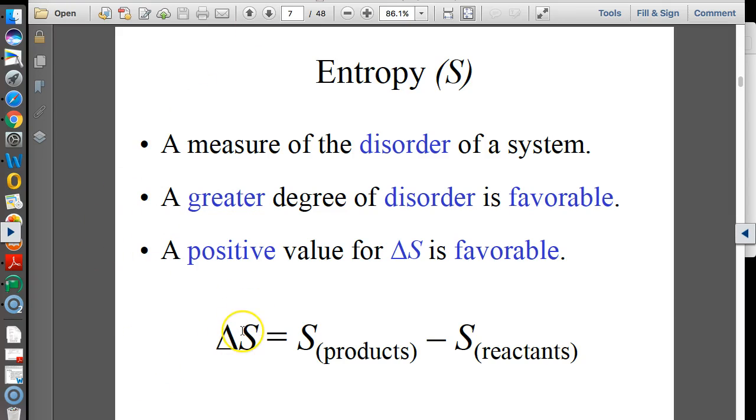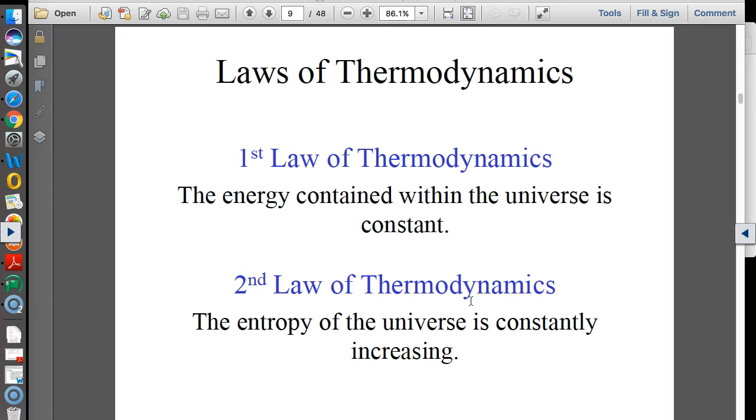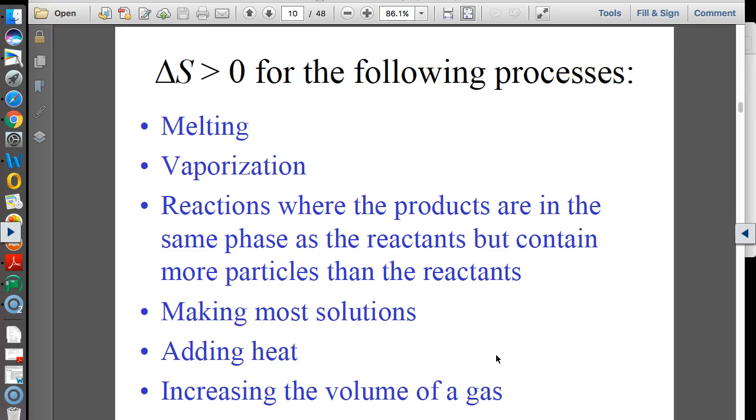You can calculate the change in entropy just by products minus reactants, so final minus initial, just like delta always is. Don't say stuff like this on the AP exam. So the first law of thermodynamics: energy in the universe is constant, can change from form to form, but doesn't change in overall quantity. The second law: entropy increases in the universe. The third one is that a perfect crystal has no entropy.